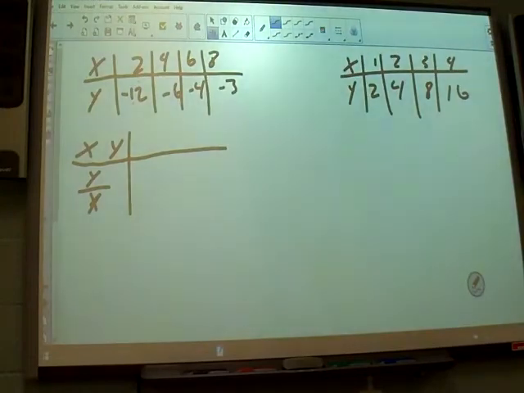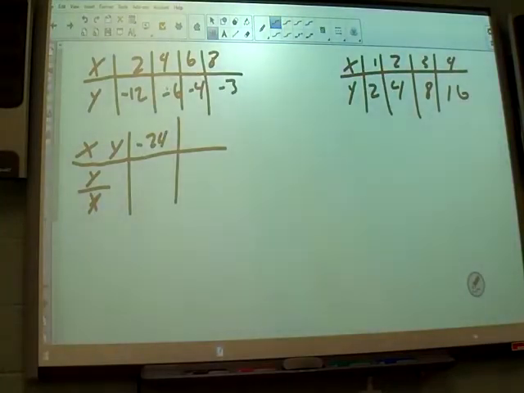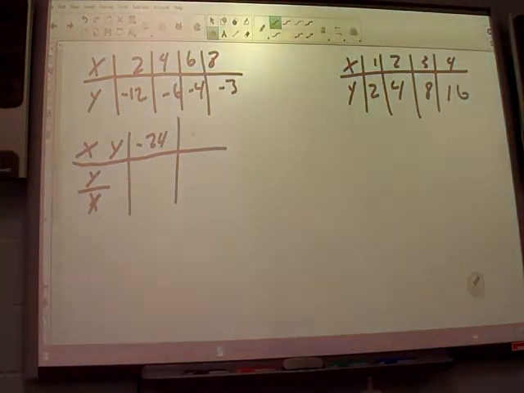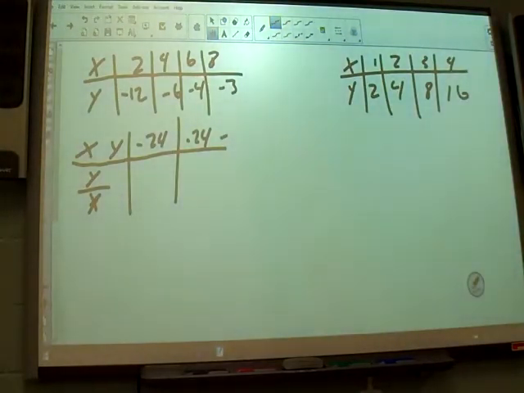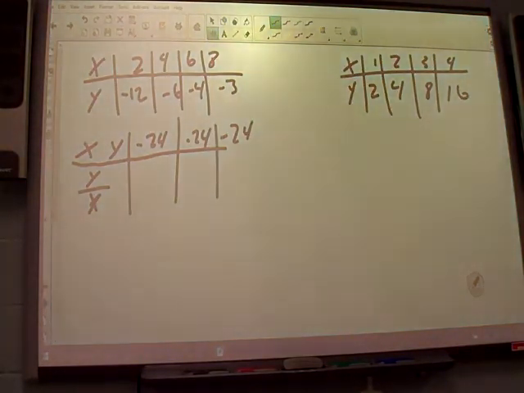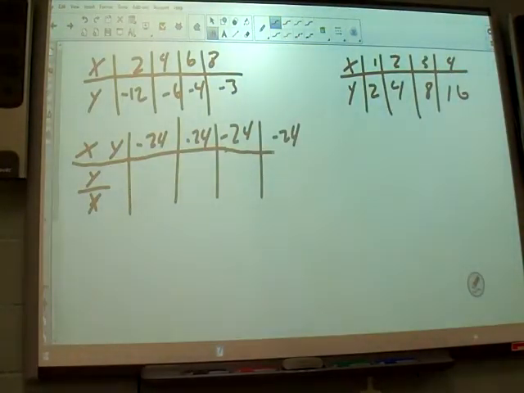On my first pair, what's X times Y? -24. Okay. On my second pair, what's 4 times -6? -24. Oh, they're all negative 24. -4 times 6, -24. Okay, 8 times -3. Okay, so when we multiply, we got the same thing every time.